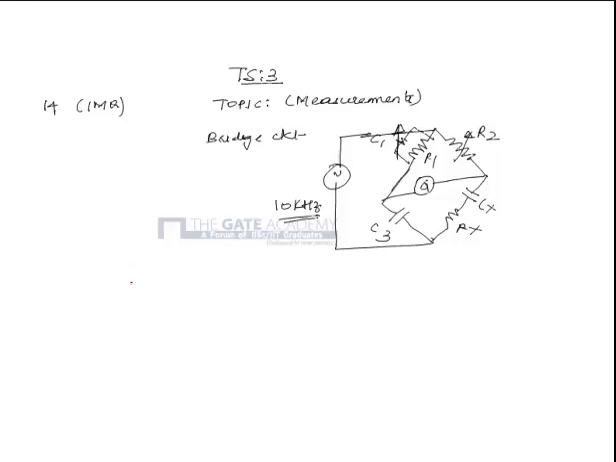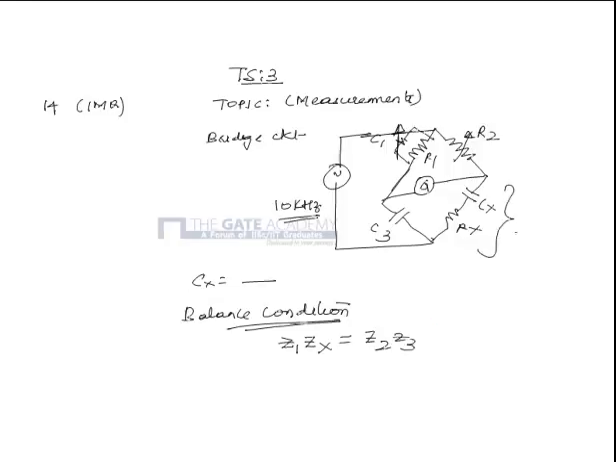So here the balance condition is, we are asked to find the value of Cx. So we know under balance condition the impedance will be the same: Z1 Zx equal to Z2 Z3. So here this I am noting as Zx, this is Z2, Z3, and the overall I am representing as Z1.